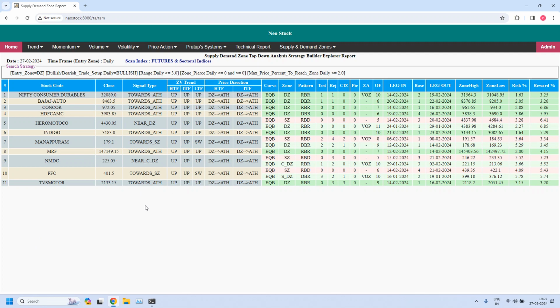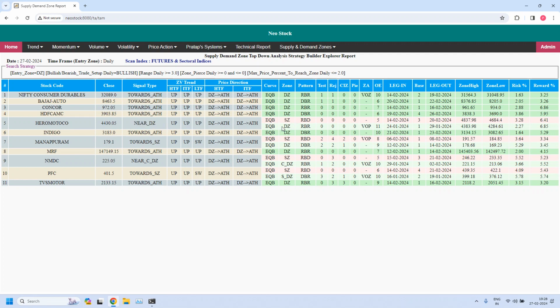And a few stocks here are moving towards the demand zone. NMDC is moving towards the demand zone. This is a high liquidity demand zone, already tested once. High liquidity zone supports multi-testing. And Hero Motor Corporation is supporting, and now it is near to the demand zone.